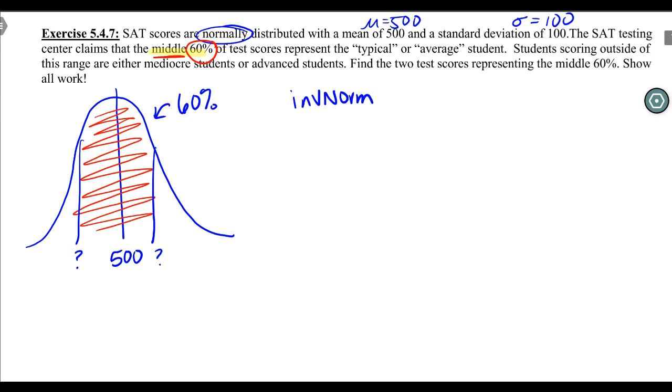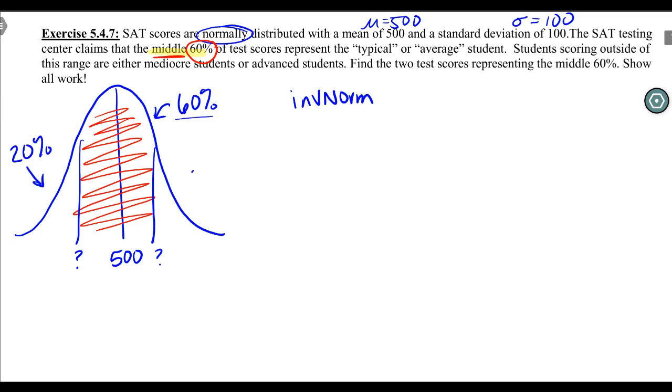And this is when we have to be a little bit clever. If 60% of our data is in the middle, then we have 40% left over in these two tails, out here and out here. Oops, I did not mean to disappear my entire curve. Since these two tails are symmetric, that means that 40% has to be evenly split between them. So we have 20% in the left tail and 20% in the right tail.